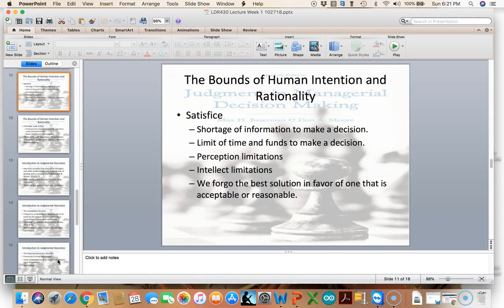Now, this word satisfice, we want to talk about it as it's defined in the text. It's a shortage of information to make a decision, a limit of time or funds to make a decision, perception limitations, intellectual limitations, and often we forego the best solution in favor of one that is acceptable and reasonable, and this satisfies all parties.